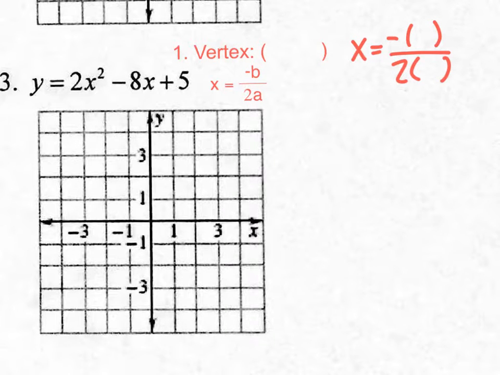So I rewrite the formula with parentheses instead of the letters, and then I'm going to plug in those values. The b value is negative 8, and the a value is 2. So we really have an 8 up on top and a 4 on the bottom. And 8 divided by 4 is 2. So the vertex x value is 2. There's the 2 right there, my x value of my vertex.